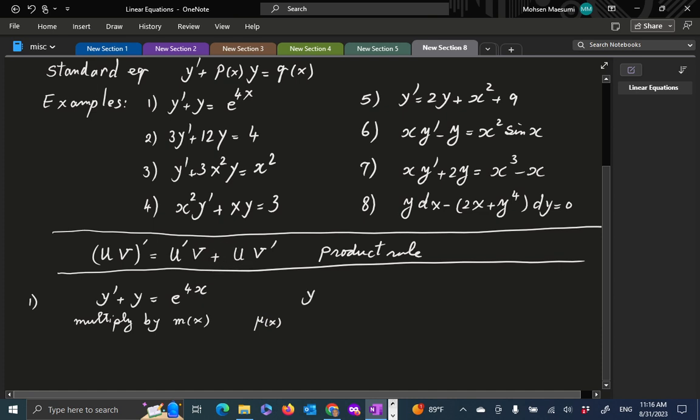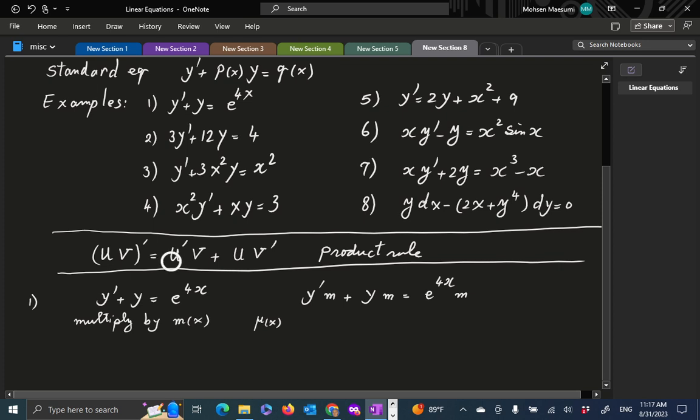So I'll have y prime times m, and then I have y times m, and the right hand side is just e to the 4x times m. So multiply both sides of this equation by some as yet unknown function, we call it m. What is the purpose of this?